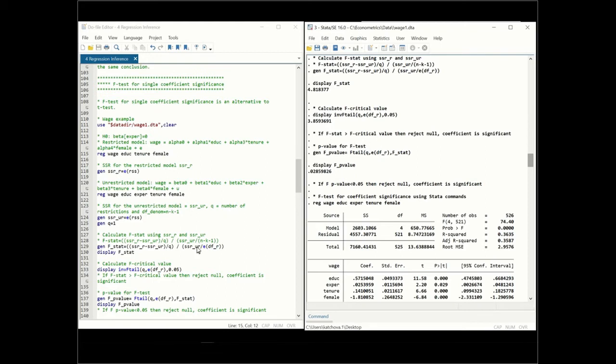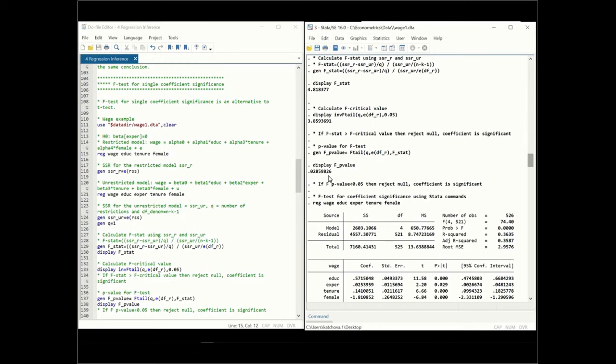Another way in which we can do an F-test is to display the p-value of the test. And so that would be done with F tail. And again, degrees of freedom for the numerator, denominator, and we put the F statistic here. So this would give you the p-value for the F-test, and that is 0.029.